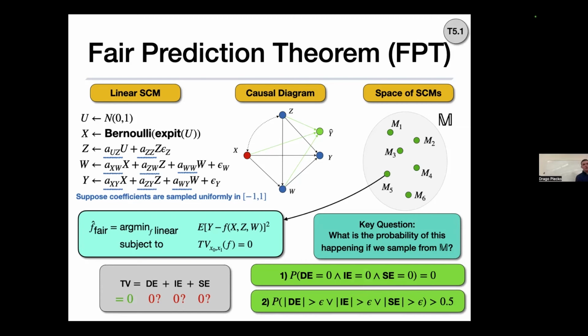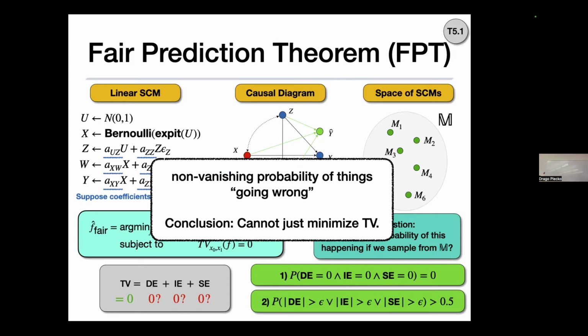So this is the key takeaway of this result, right? If we focus just on this statistical difference, just the marginal difference between groups, the predictions that we're generating may not be meaningful in terms of their causal properties. And this has huge implications if we are using this prediction and implementing it in the real world, right? We are creating something that might be undesirable. Okay, so things could go wrong, right? So we cannot just minimize the TV measure.